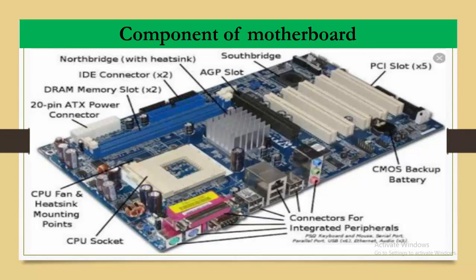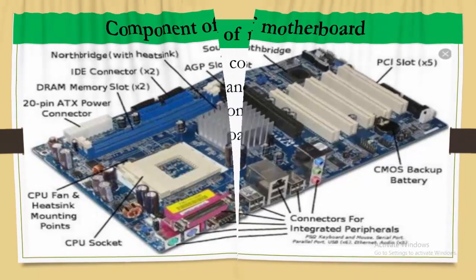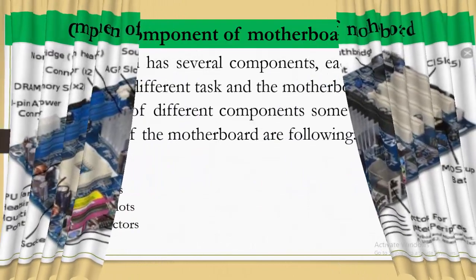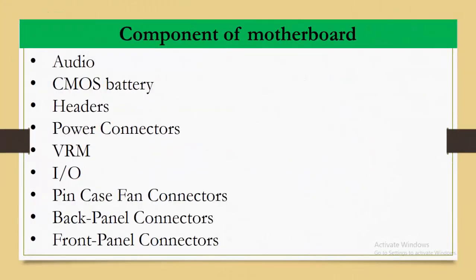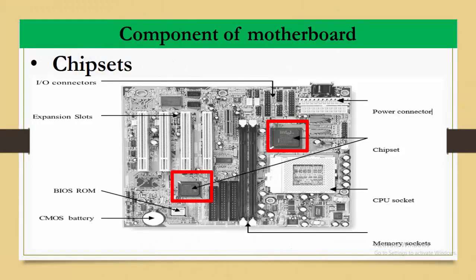They are: chipset, CPU socket, memory slots, expansion slots, disk connectors, M.2 slots, ADU slot, CMOS battery, headers, power connectors, VRM, input-output slots, pin case, fan connectors, back panel connectors, and front panel connectors. Okay, students, we will discuss all of them and you will know all of them. Okay, the first one is chipsets.